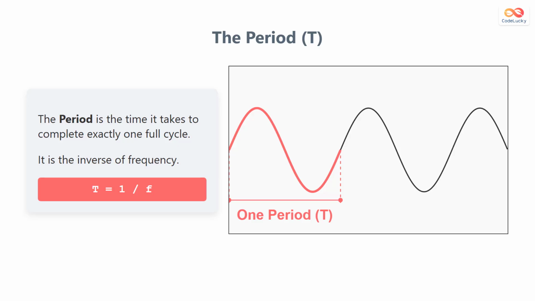Related to frequency is the period. Denoted by the letter T, the period is simply the amount of time it takes to complete exactly one full cycle of the wave. It is the mathematical inverse of frequency. If a wave is very fast, its period is very short.